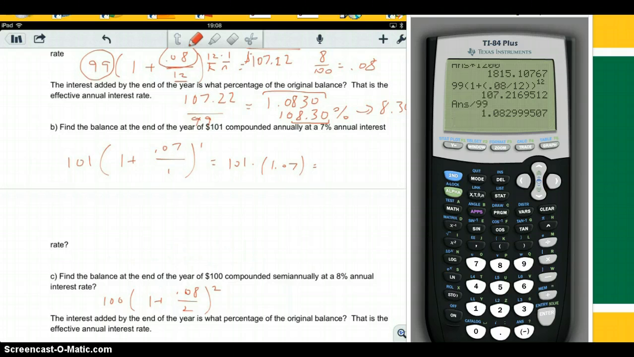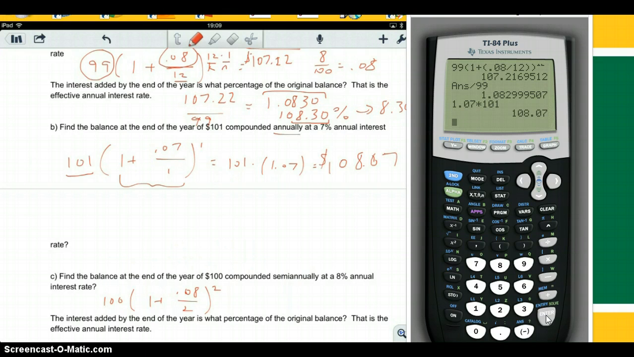So here we set up the formula. We start out with 101 and we multiply times 1 plus 0.07. And k is just 1 because it's compounded annually, and the number of years is just 1 also. So basically this is 101 times, and if you look at this, it's just 0.07 divided by 1 is 0.07, plus 1 is 1.07. Okay, so 101 times 1.07, we'll do that on the calculator. 1.07 times 101 equals 108.07 dollars.